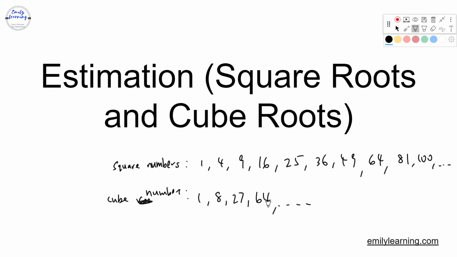Why this? Because when we do an estimation, we try to estimate it to the nearest square number. When we want to do a square root, we always look at what square number it is closest to, and then we do the estimation. So let's take a look at some examples.